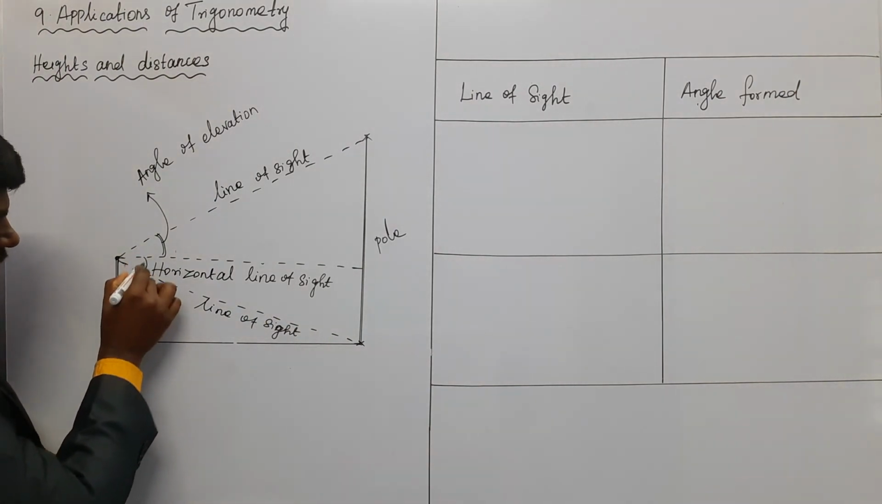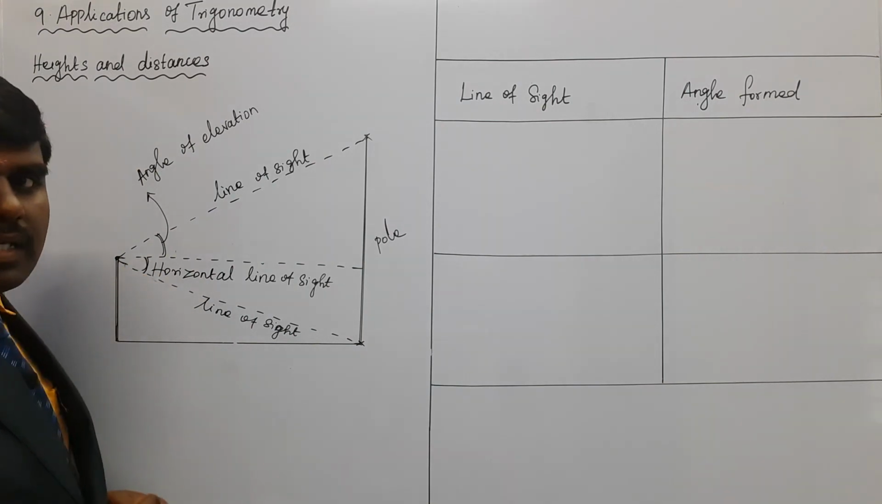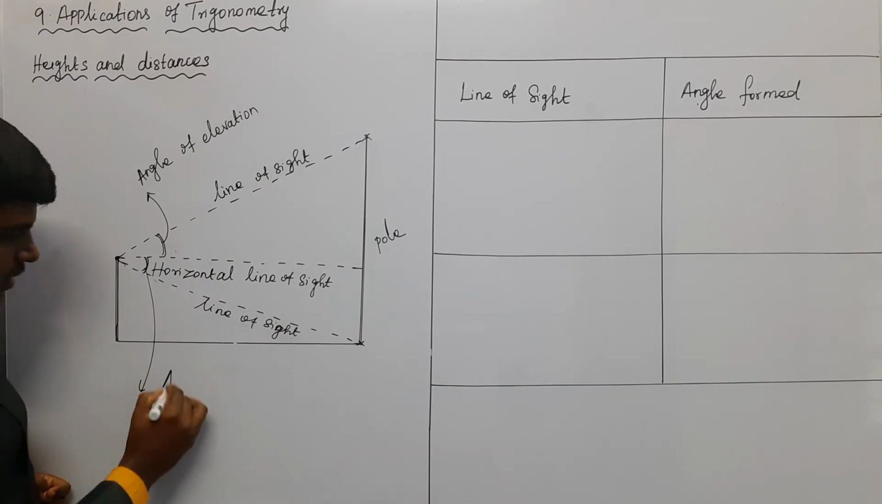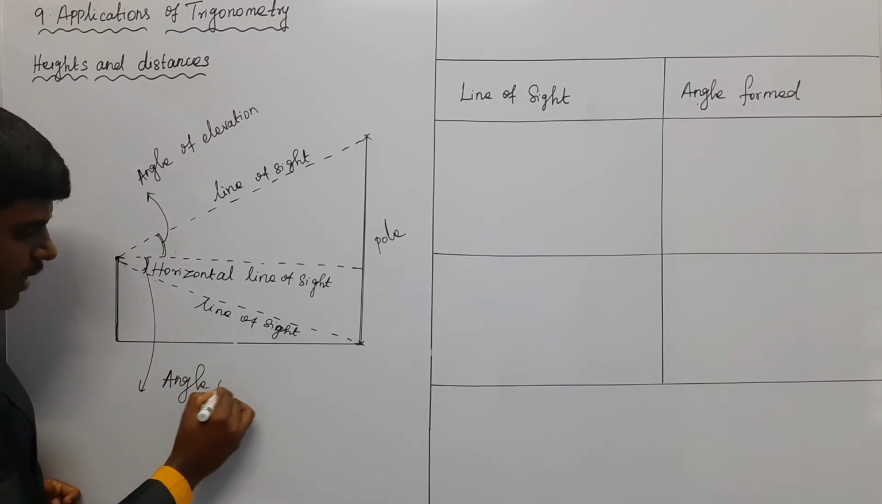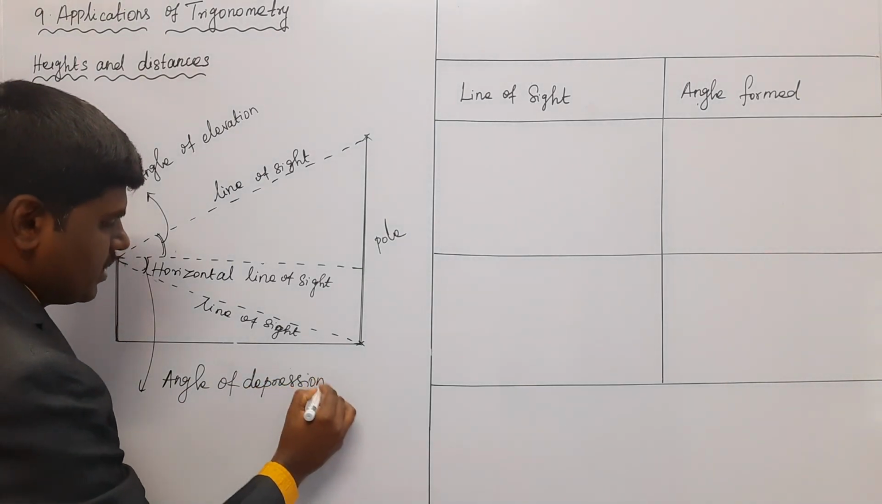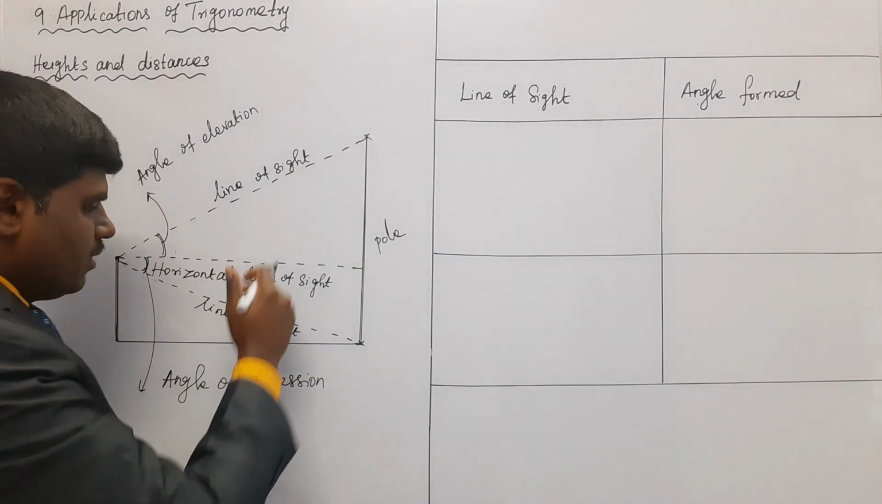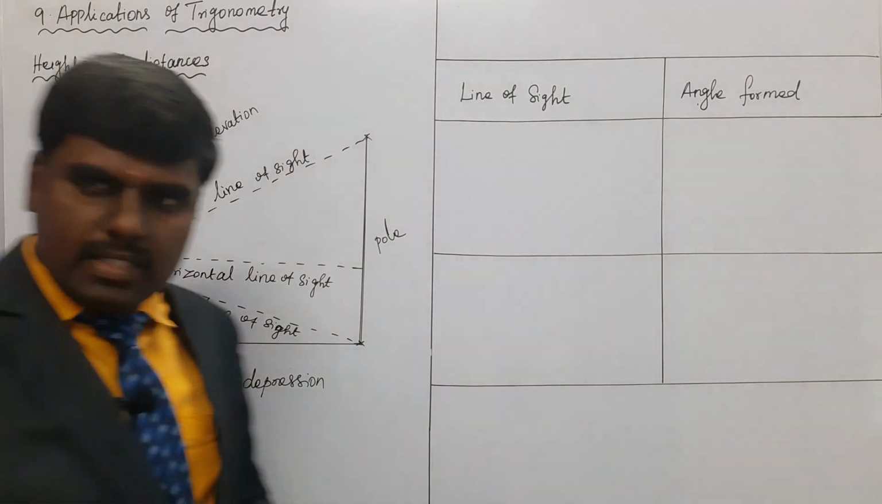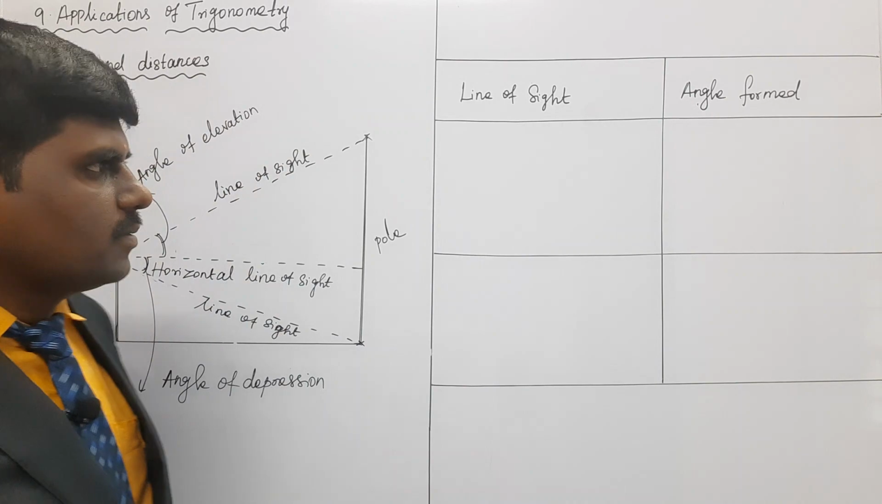This particular angle is called the angle of depression. The line of sight is below the horizontal line, therefore that particular angle is called the angle of depression. But what is the conclusion?